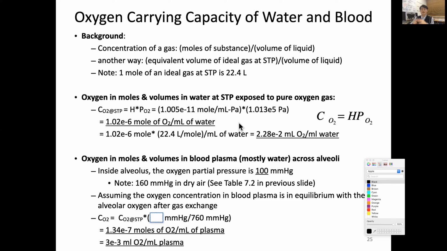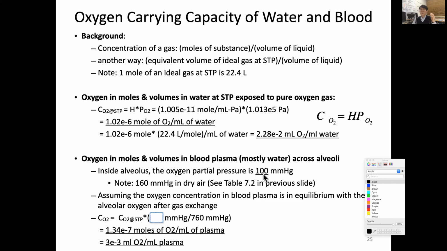And now consider this problem in our lung case. So in the lung case, oxygen in moles or in volumes inside the blood plasma. Let's consider there's no RBC, only blood plasma, which is almost the same as water, across the alveoli. Then the partial pressure now matters. Inside the alveolus, the oxygen partial pressure is known to be 100 mmHg.